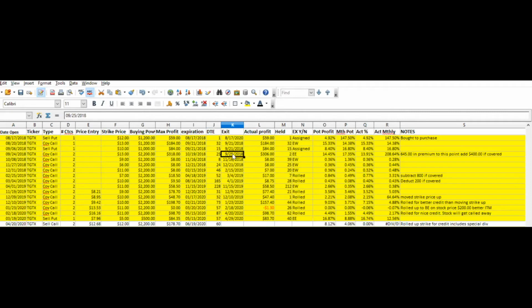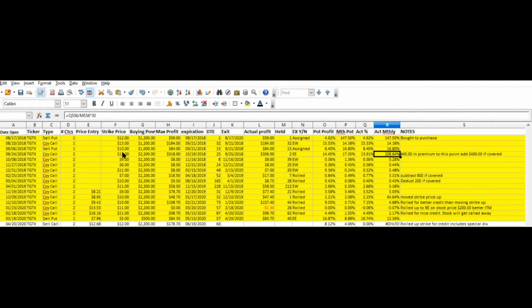As you can see, I exited on 9/25, so I didn't hold it. I only held it 2 days. And I was able to realize my $306 of actual profit. I held it for 2 days, exited early. That's what the EE stands for. So, I made 208% on that. And, I'd already collected $645 in premium to this point.